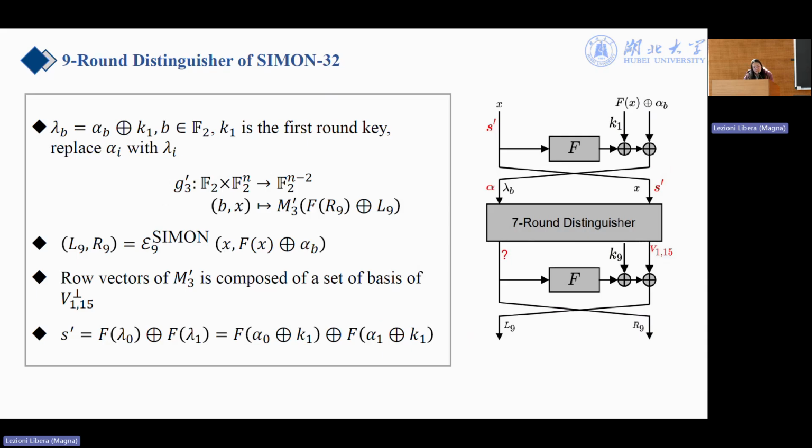Especially, the Simon ciphers are Feistel structures. This is very special, so we can extend it backward and extend it at the first round by 1 round. So 9-round distinguishers of Simon 32 can be constructed.